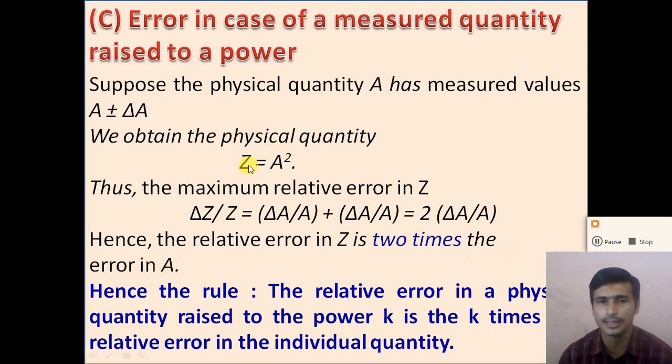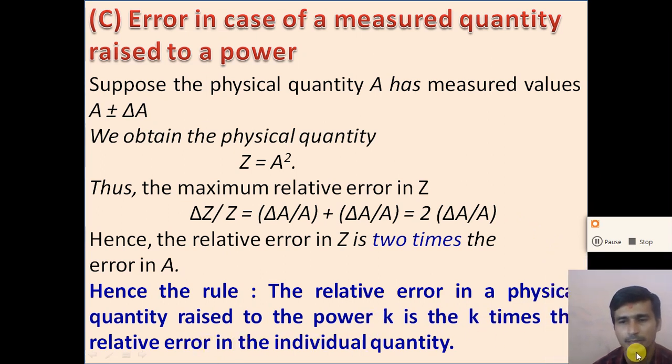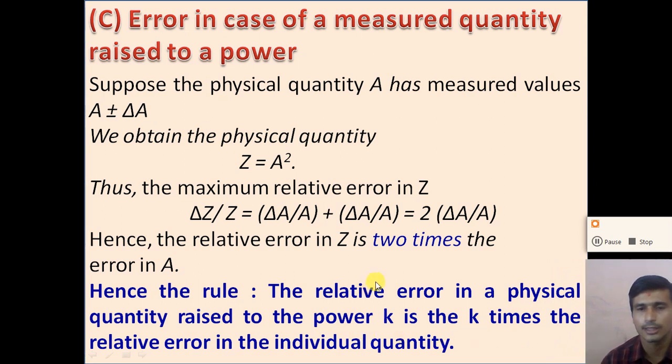Suppose Z is measured by A cube. Then the maximum relative error in Z is 3 times the maximum relative error in A. So hence we make a rule: the relative error in a physical quantity raised to the power k is k times the relative error in the individual physical quantity.